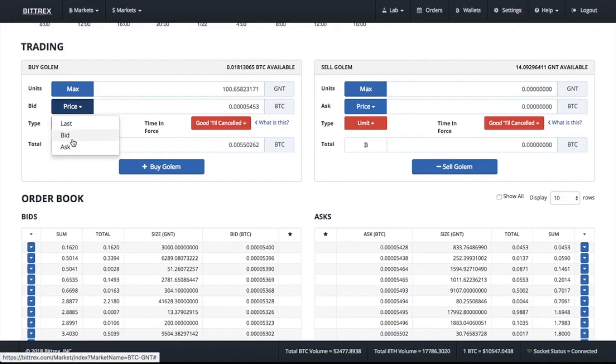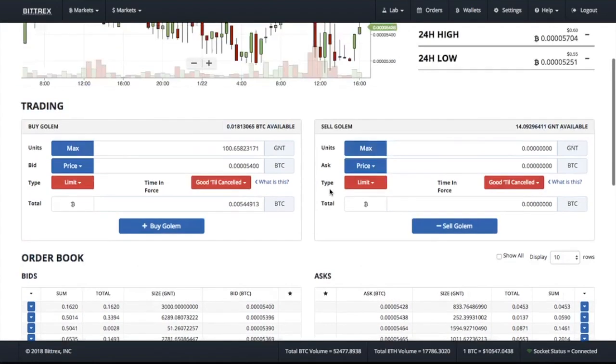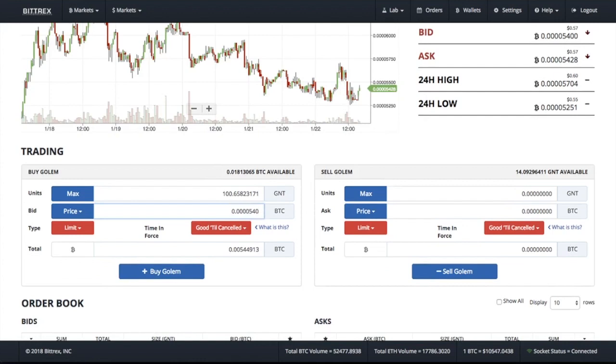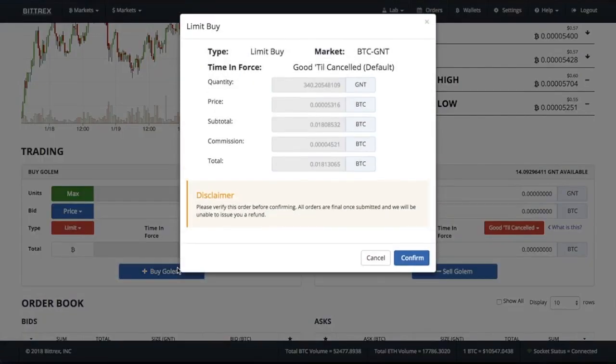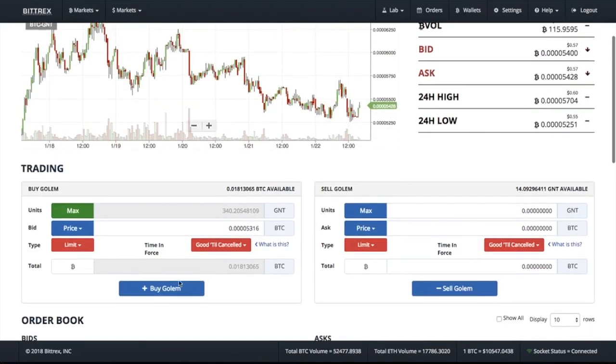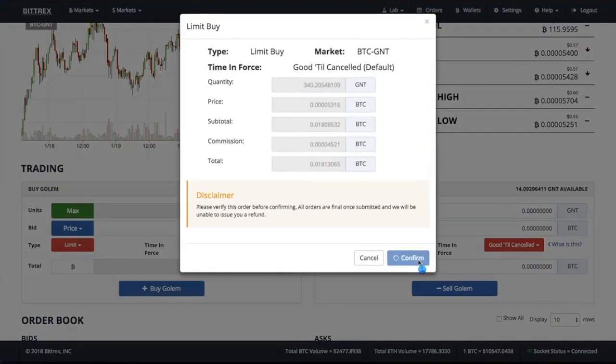You can do the same thing if you want to place a lower bid. If I want to place a buy order down in this area, because we can see that this area is support, and I want to get in this area as low as possible, I can place that at 5,316 Satoshis. So come here, hit 5,316, hit tab, or hit max if I want to buy as much as I can with the value that I have. Once again we'd be buying Golem and confirming that right here.